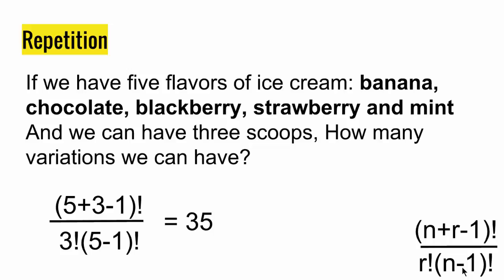So as you can see, there is a difference between this example and the previous example of the balls, where repetition was not allowed. That's why we used the rule which said n factorial over r factorial times n minus r factorial. However, here we use the rule which says n plus r minus 1 factorial over r factorial times n minus 1 factorial. Here we have repetition. However, in the previous example, we didn't have repetition. That's why we used the other rule.